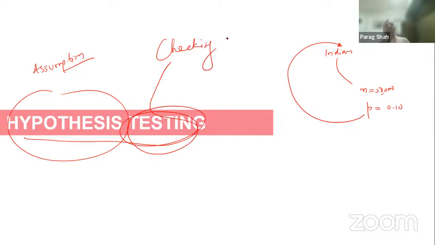We want to check whether the assumptions that we have made, assumptions made based on what? Based on the sample. So whether the assumptions that we have made based on the sample, is it true or not? Is it right or wrong? That is what we need to check. And that is why hypothesis testing comes into the picture.